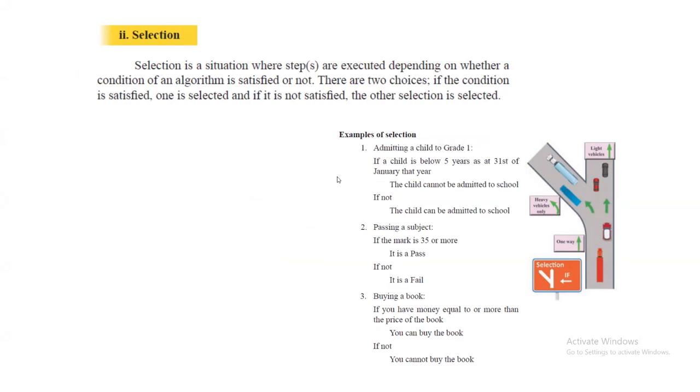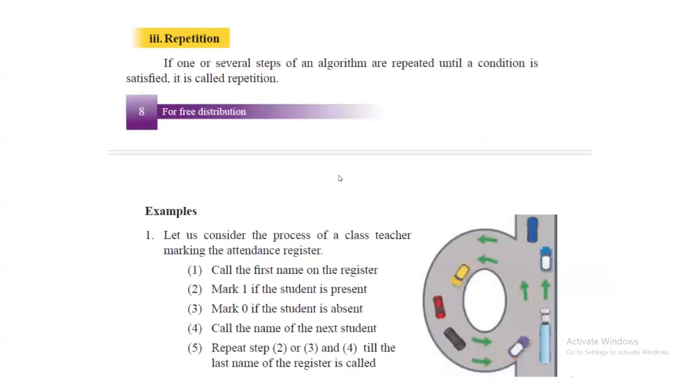Okay, that is selection. Repetition means one or several steps of the algorithm will be repeated. When you are doing the repetition, there is another condition that will be checked. For example, when the teacher is marking your register every day, she will read out your names and you will say present or absent, like that, right? If there are 40 students in the class, she has to do this 40 times, right? So that is a kind of repetition.